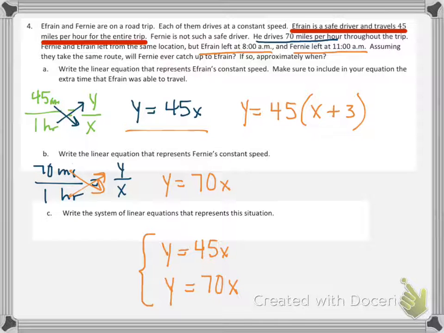So if x is the same, that's time, the same time for Ephraim and Fernie, we can't leave it at just x. We have to say that Ephraim drives an additional 3 hours. So it's 45x plus 3. And then if I use the distributive property, 45 times x is 45x, but 45 times 3 is 135. So I'm going to change this equation into 45x plus 135. Okay, and there is our system of equations.